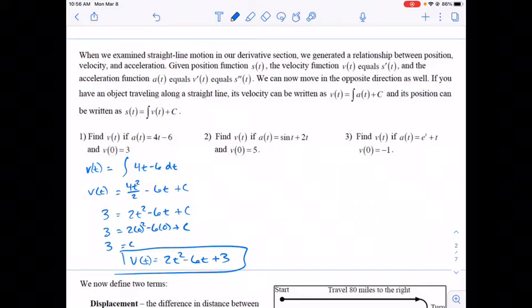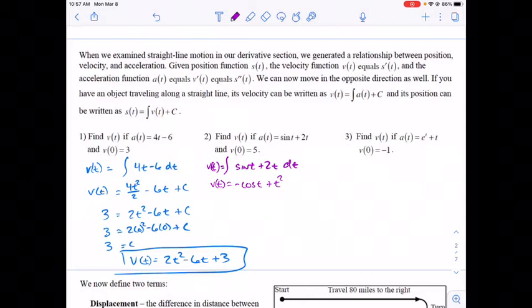All right, so let's take a look at the next one here. Find the velocity function if a of t is equal to sine t plus 2t, and v of 0 is going to be 5. So we integrate here, once again looking for the velocity function, sine t plus 2t dt. In this case we integrate, which is going to give us a negative cosine t. This will give us 2t squared divided by 2, which is going to give us just t squared.